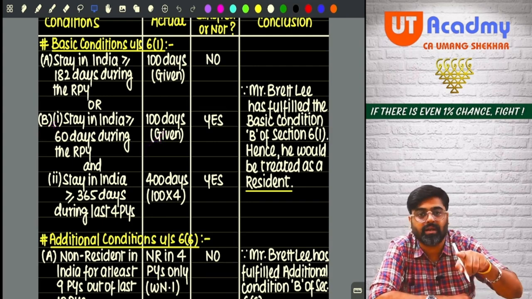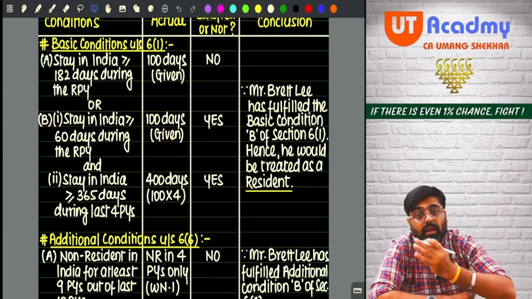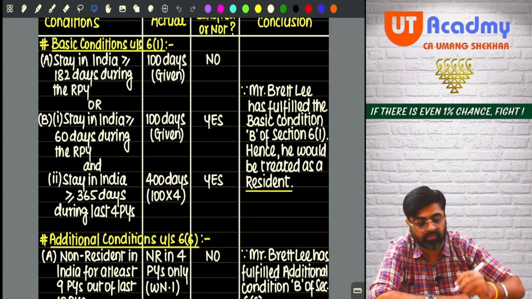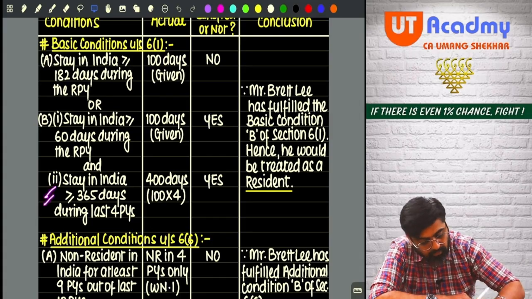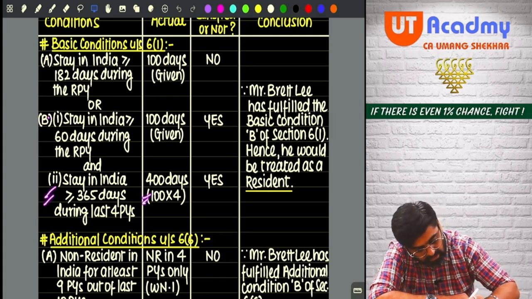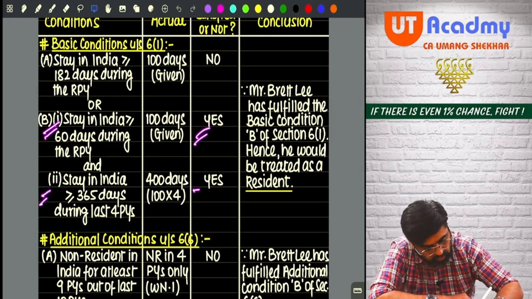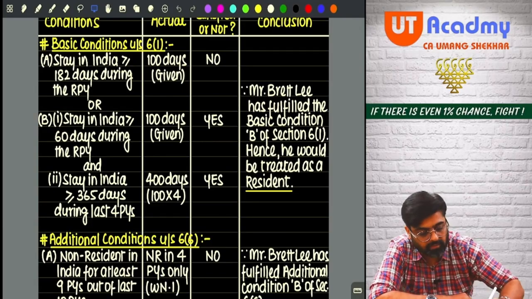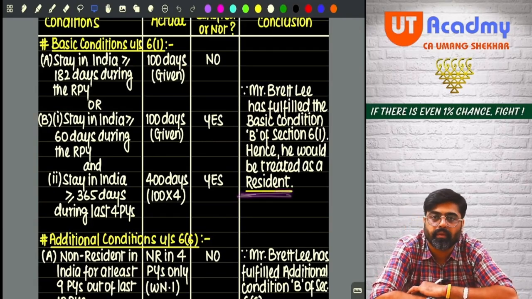Because his stay is 100 days, which is more than 60 days. And last 4 years stay is 400 days, meaning more than 365. So, this part also fulfilled. Can I say basic condition B, part 1 also satisfied, part 2 also satisfied, meaning basic condition B satisfied? So he becomes a resident.